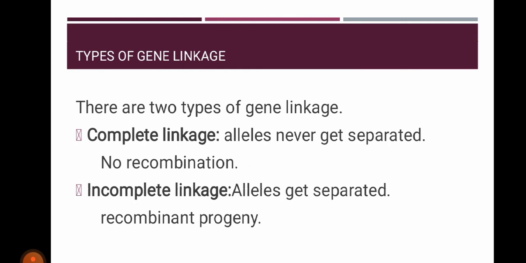There are two types of gene linkage. One is complete linkage and the second one is incomplete linkage. In the case of complete linkage, alleles at the same loci never get separated.